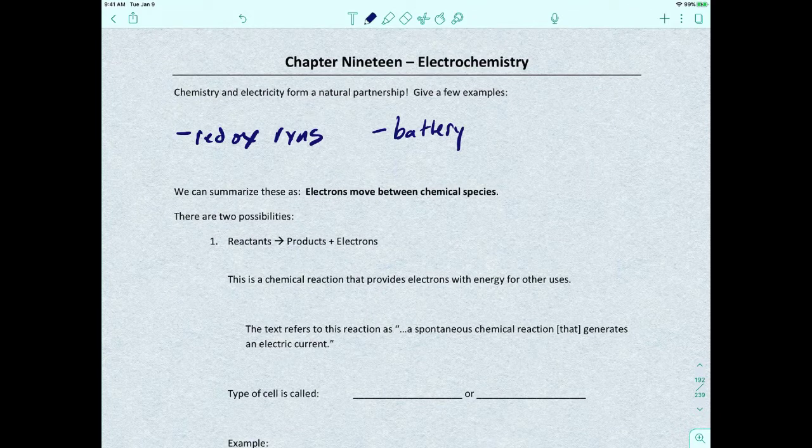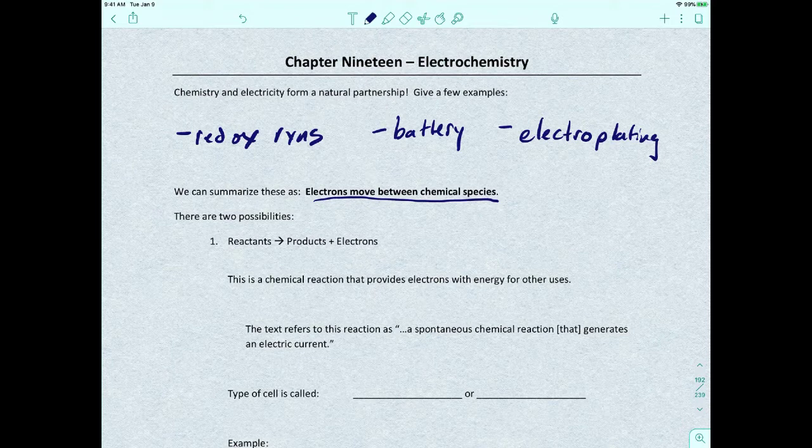And then finally, another example of chemistry and electricity coming together is electroplating, where we can use electricity to deposit metals onto the surface of another metal. Okay, so we can summarize these examples as this: electrons are going to move between chemical species.